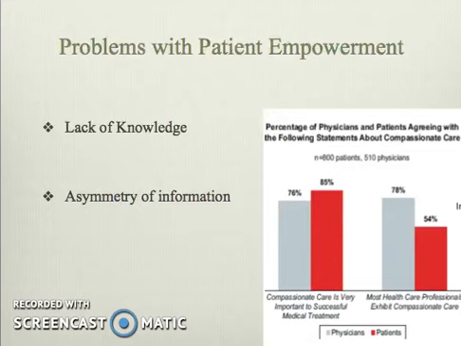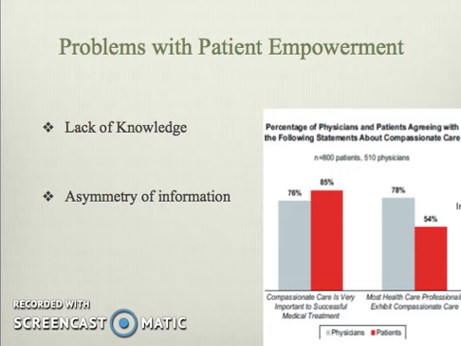Just like everything else, there are many problems with patient empowerment. The ones we're going to focus on are lack of knowledge and asymmetry of information. If you really think about it, these 2 actually go hand in hand. So while many patients do not have the necessary knowledge about specific illnesses that they may have, the physicians can provide them with that knowledge. Their role is to answer any questions that the patient might have and help them find reliable sources in which they can educate themselves.